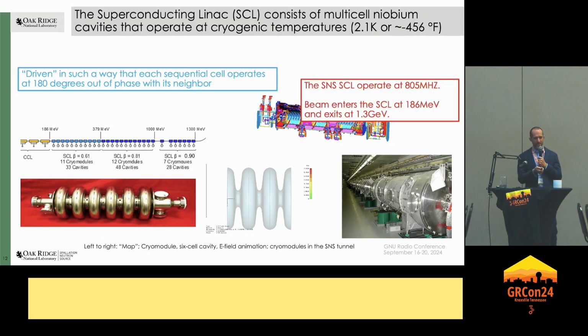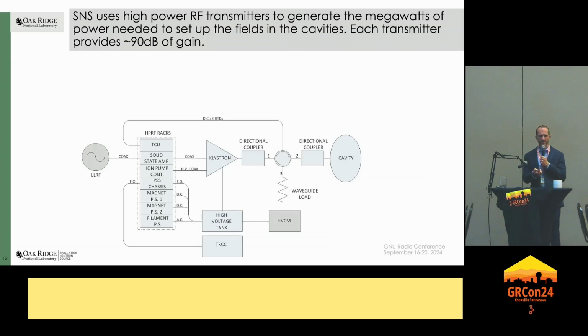Again, we operate here at 805 megahertz, and we enter at 186, and then we come out at the very end at 1.3 giga electron volts. I should also say, I did mention this earlier, that at 1.3 giga electron volts, our hydrogen ion is moving at about 90% of the speed of light. So it's moving pretty fast.